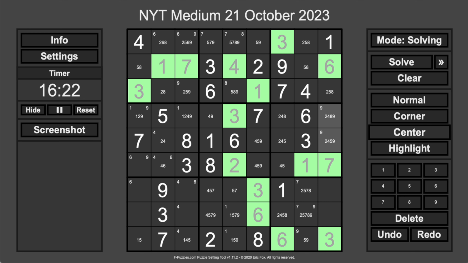2, 3, 7, 8. 1, 2, 3, 5, 7, 8, coming into this one. 1, 2, 3, 5, 7, 8. Okay, this is 4, 6, or 9. But it can't be 4. So this is 6 or 9 explicitly, as we know that.